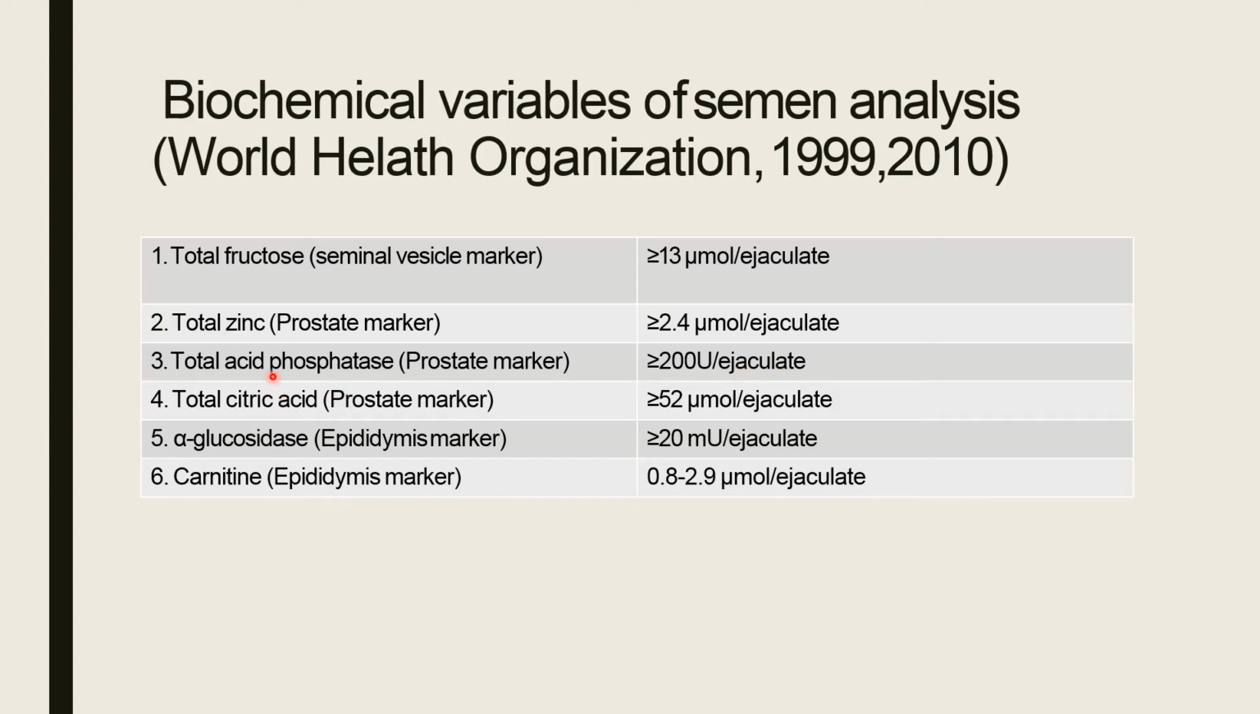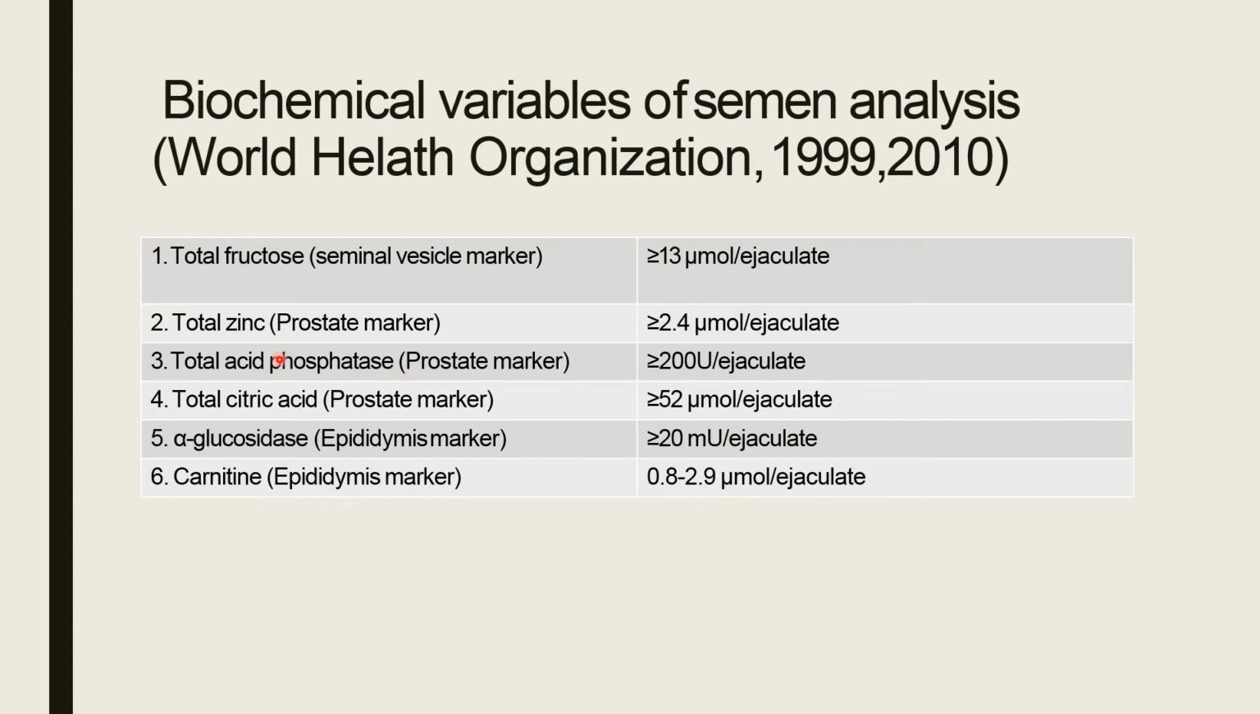And we know the acid phosphatase helps in liquefaction of the semen, and if the prostate is not releasing phosphatase in normal concentration, then the liquefaction cannot occur and the sperms cannot get free out of the thick viscous semen.